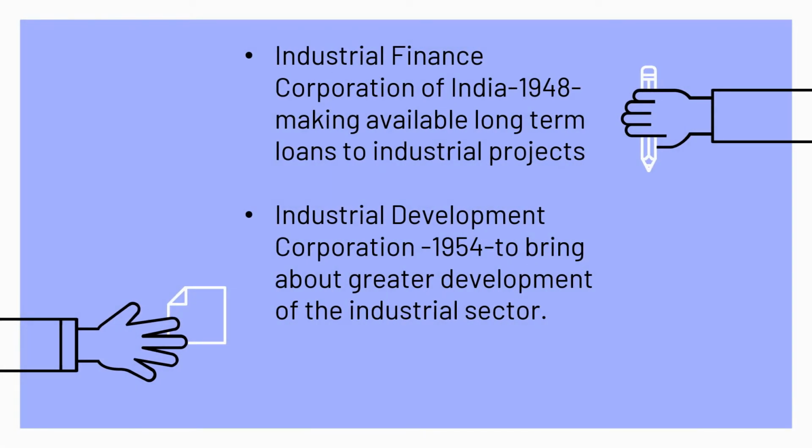After independence, the Industrial Finance Corporation of India was established in 1948 with the purpose of making available long-term loans to industrial projects. As we know, immediately after our independence, India had to look at redevelopment of India, and hence we needed a lot of loans, and so to make it available, this Industrial Finance Corporation of India was set up. Similarly, the Industrial Development Corporation was established in the year 1954 to bring about a greater development of the industrial sector. So, immediately after independence, these two organizations were started to help bring about development in the industrial sector.